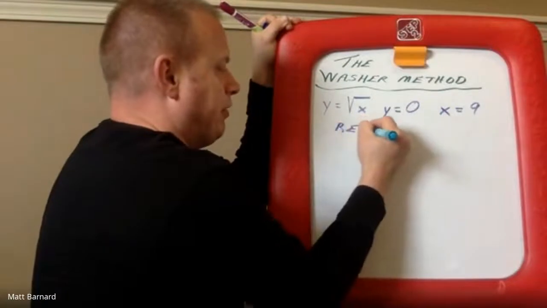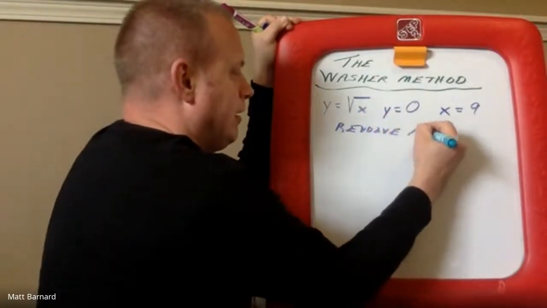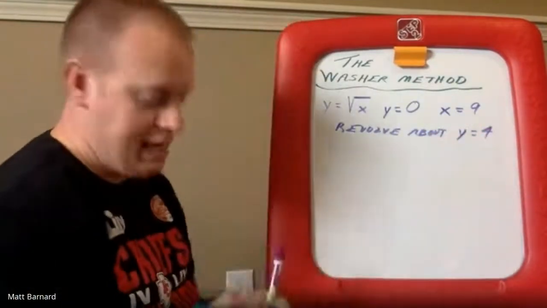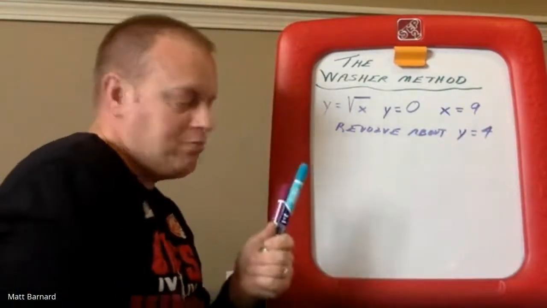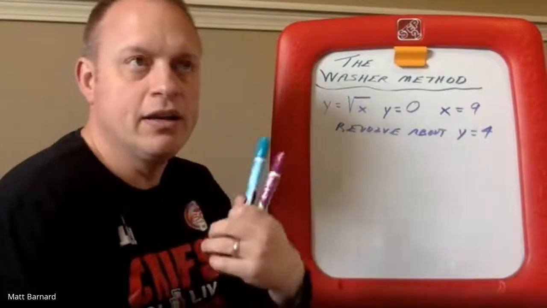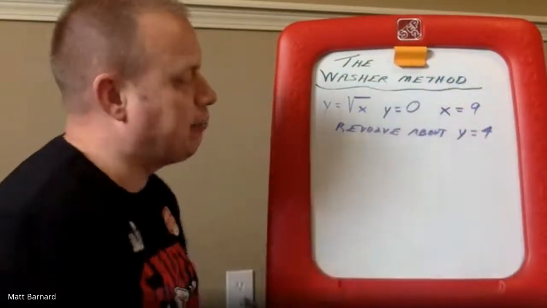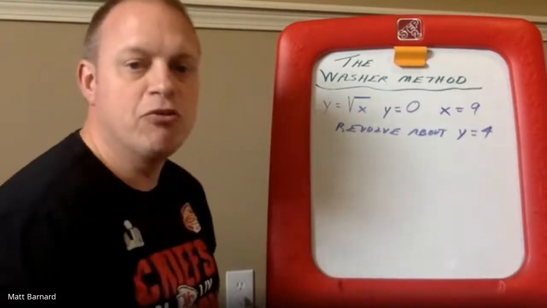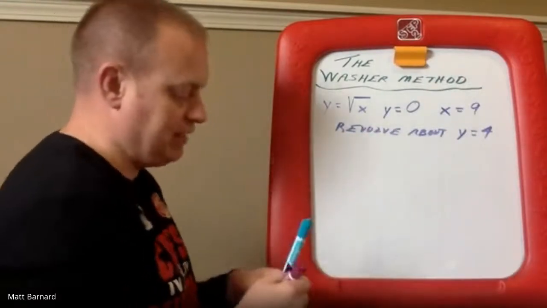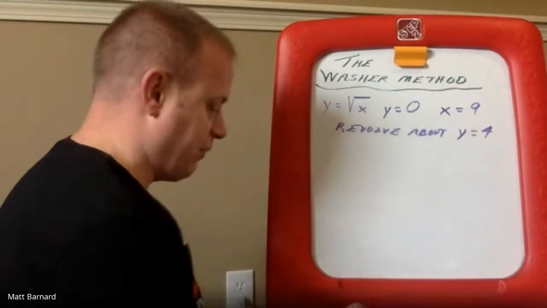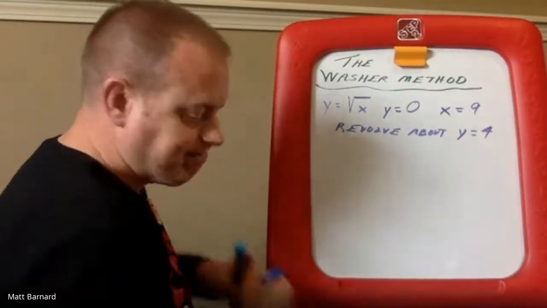And we want to revolve about the line y equals 4. Now, what's different between this one and one from a previous video is I've bumped up the axis of revolution to 4 instead of 3. So let's draw the picture and see what it is that we are looking at specifically.